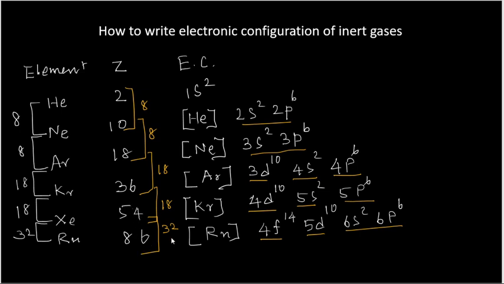And from xenon to radon, xenon is 54, radon is 86. So the difference is 32. So we can make use of these 32 electrons by including 4f14, 5d10 followed by 6s2, 6p6.